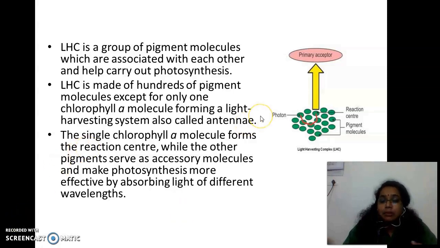Of the pigment molecules present in the light harvesting complex, except for only one molecule, which is chlorophyll A, all other molecules are antennae pigments. The single chlorophyll A molecule forms the reaction center while the other pigments serve as accessory molecules and make photosynthesis more effective by absorbing light of different wavelengths.